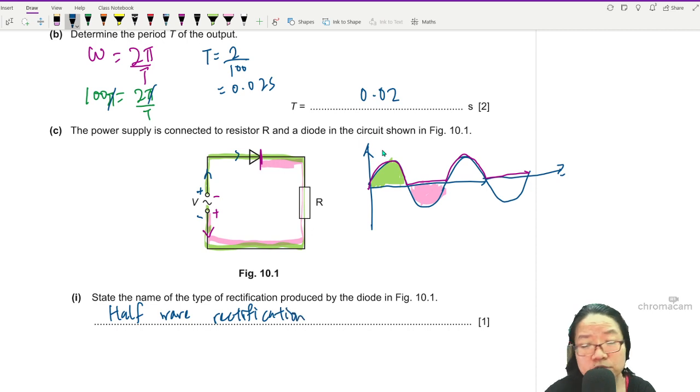More popular is full wave rectification. So please go try past papers regarding full wave rectification. Many are recorded in the playlist. Go watch the playlist.